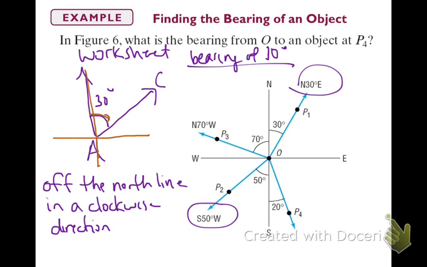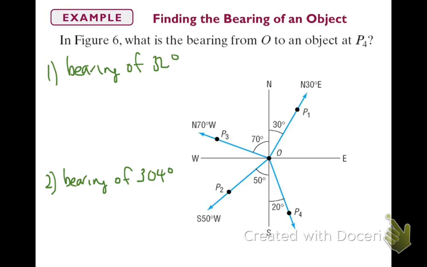So if they do not give you the directions as far as north or south, east or west, they just give you a bearing. You always start from the north line and you go in a clockwise direction. Okay? So do those first two for me on the worksheet.